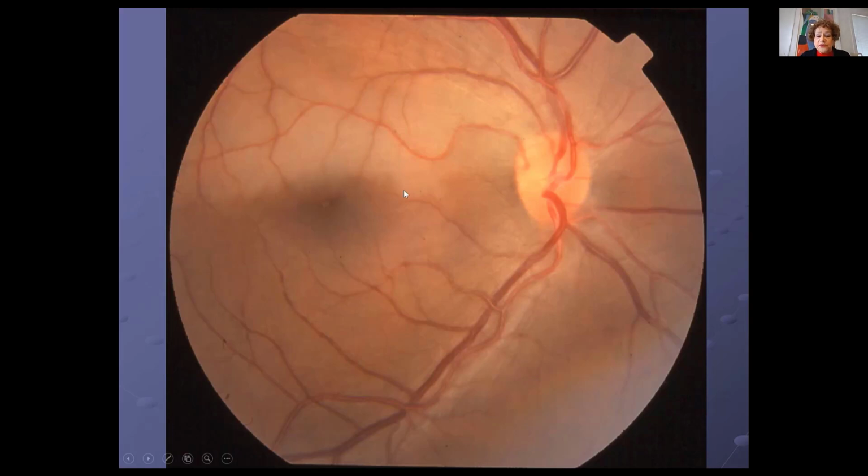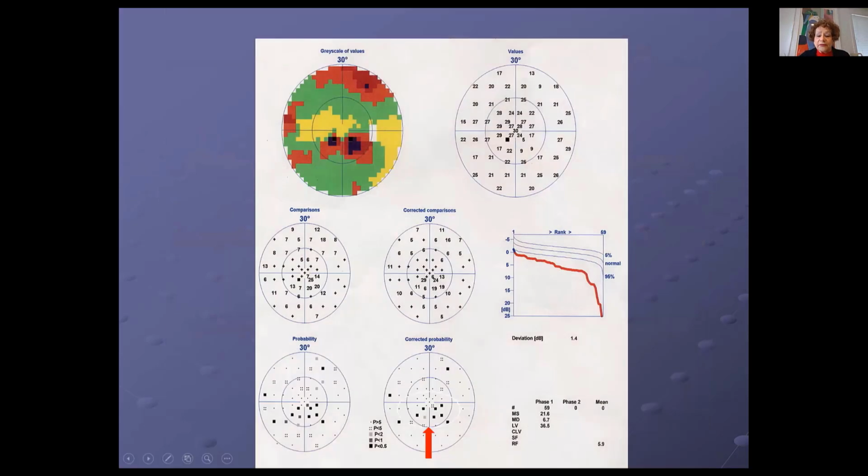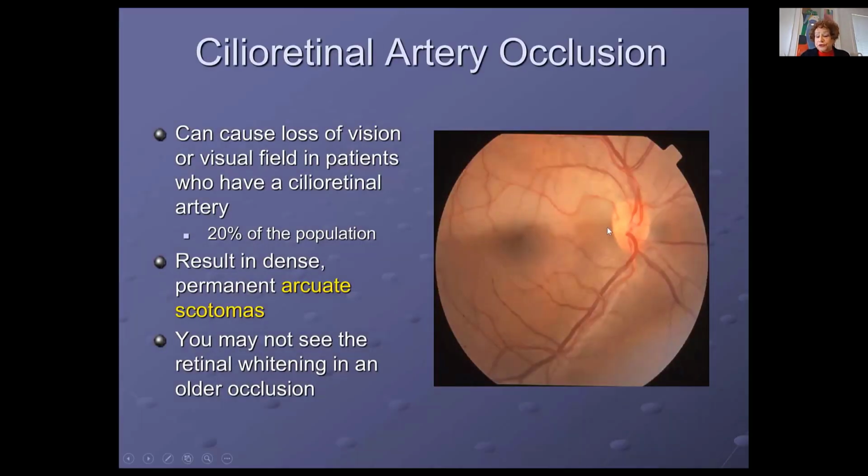But what this means when we see this whitening is that he has a problem with one of his arteries. And you do a visual field on this patient and you can appreciate in the deviations the nice arcuate nature of this visual field defect, which you can see down here. All of these deviations are statistically significant. Why does he have it? Well, he has an occlusion of his cilio-retinal artery. It's a type of artery occlusion.